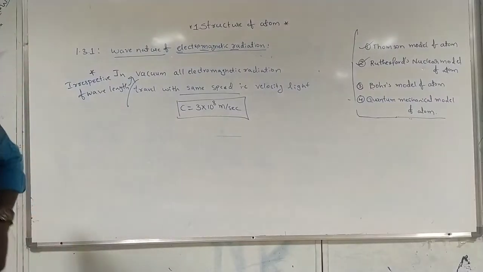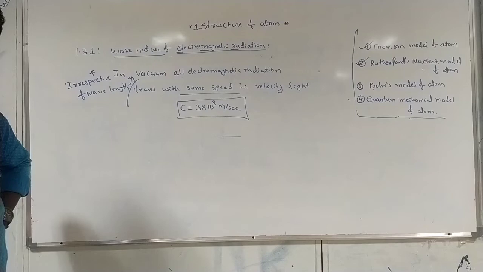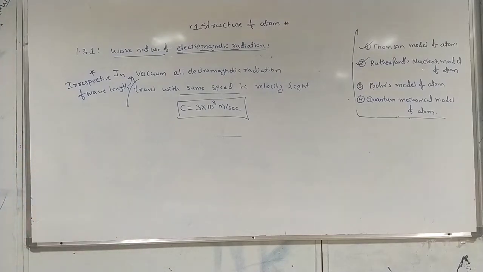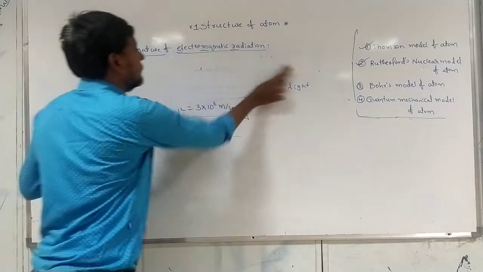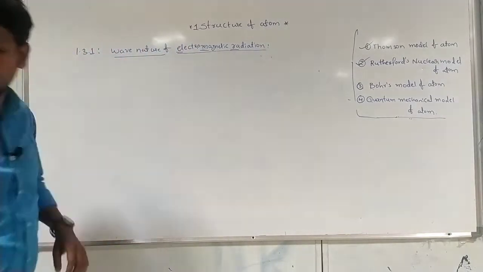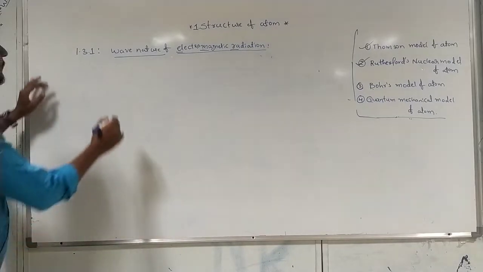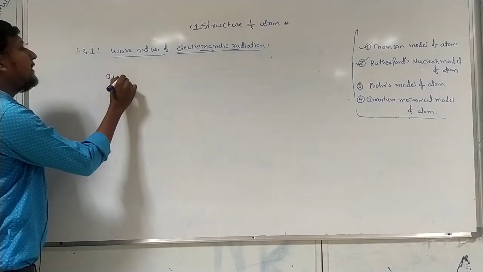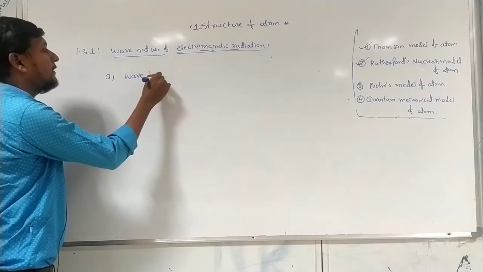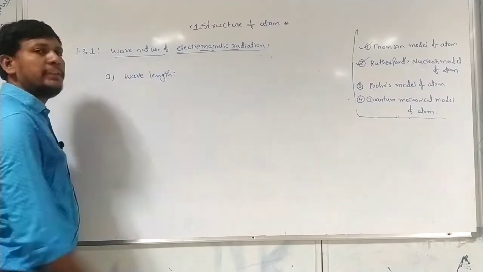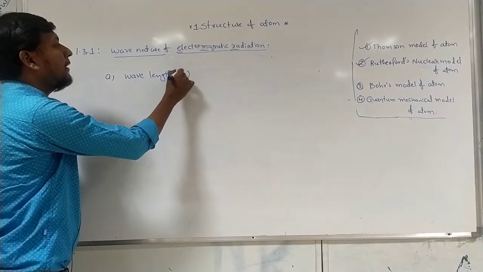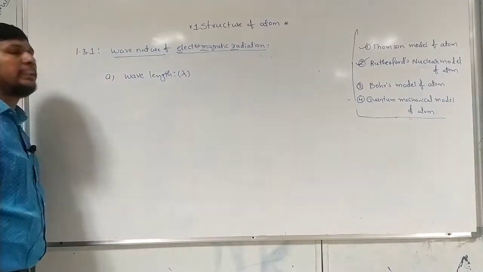In this one, we are using different types of units to represent electromagnetic radiations. Here, some terminology regarding waves is there. First of all, I am writing that one. The first one is the wavelength. Wavelength is denoted with lambda.